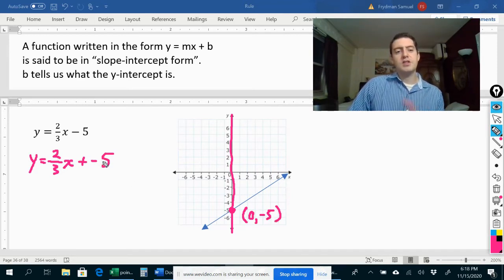But Mr. Friedman, that's the y value. What about this told me that the x value was 0? Well, you don't have to look at this because the y-intercept always has an x value of 0. So you don't even have to think about that one. You can just put the 0 in there. And then this b value tells you what the y coordinate part of the y-intercept would be. Okay? All right.